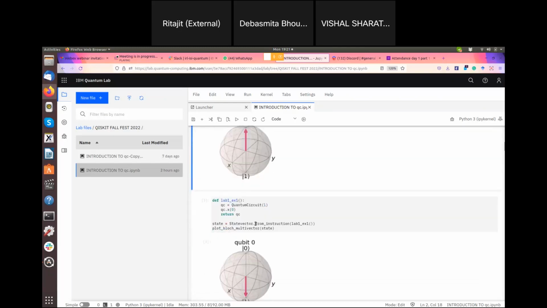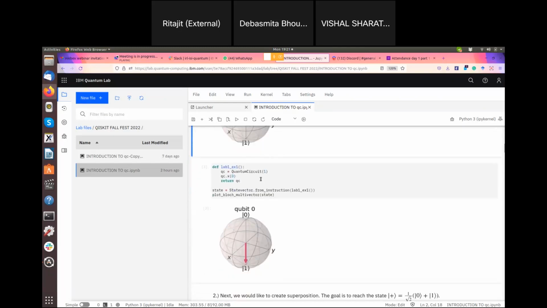For the bit flip operation, we have taken the same code as before, but we have inserted an X gate here. QC.x(0) means on the 0th qubit, there is only one qubit here. So on the 0th qubit, we have performed an X gate. And then we do the same things, and we can see the pink arrow is now pointing downwards. So there is a rotation which takes state 0 to state 1. So this is our X gate, our first gate.